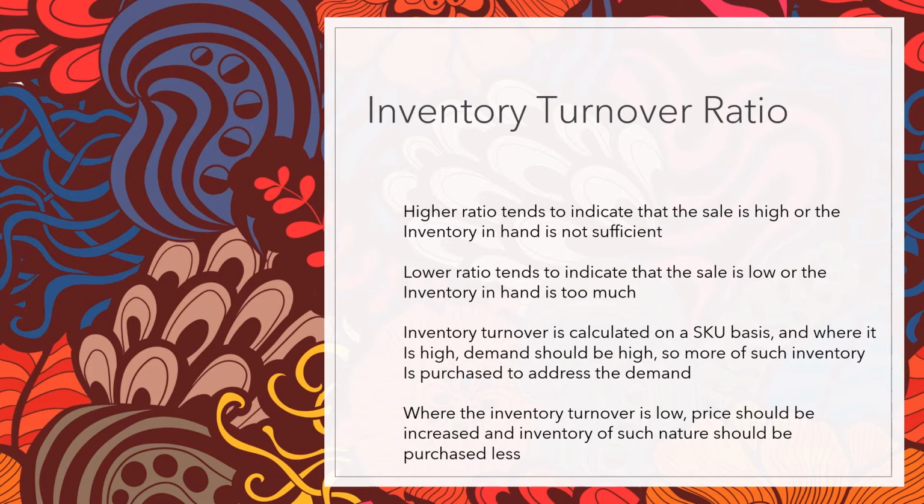Higher ratios tend to indicate that the sale is high or the inventory in hand is not sufficient. Lower ratio tends to indicate that the sale is low or the inventory in hand is too much. Inventory turnover is calculated on a SKU basis. Wherever it is high, demand should be high, so more of such inventory is purchased to address the demand. Where the inventory turnover is low, price should be increased and the inventory of such nature should be purchased less.